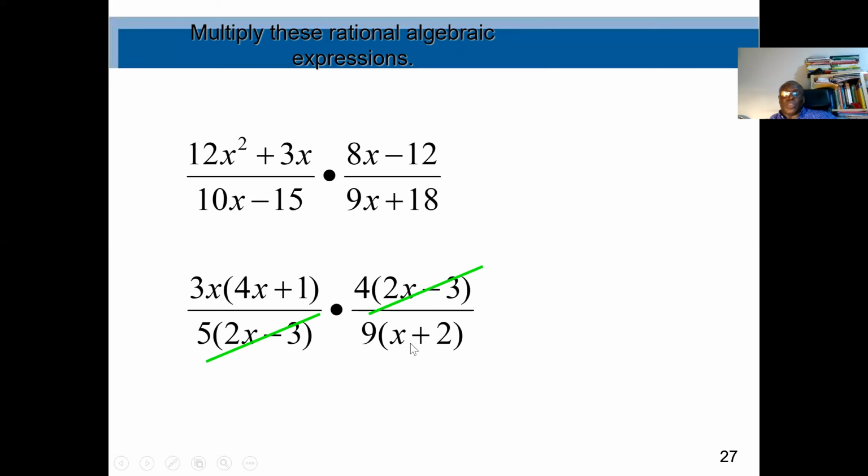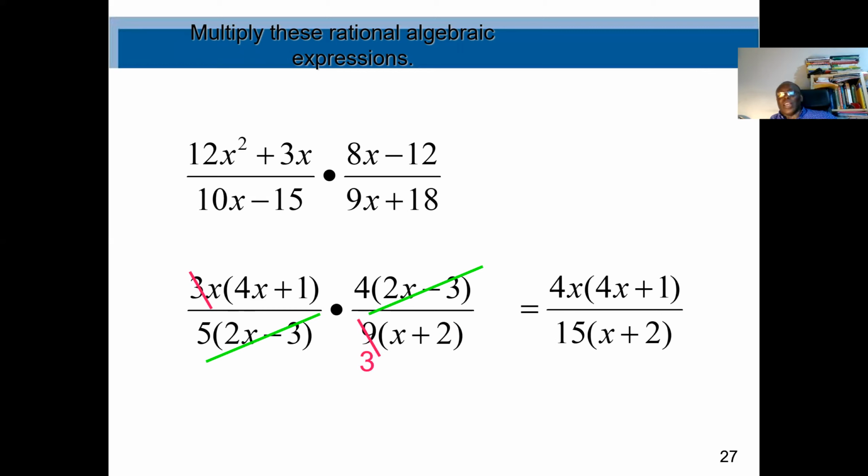Then we can see 2s minus 3 will cancel 2s minus 3. And 9 with 3s, 3 can go into 9 three times, so we are left with 4x times 4s plus 1, everything over 3, 15, s plus 2. We have 5 here, 3, 15.